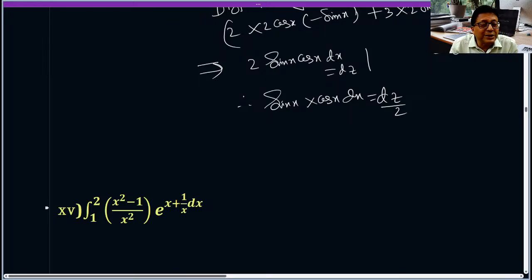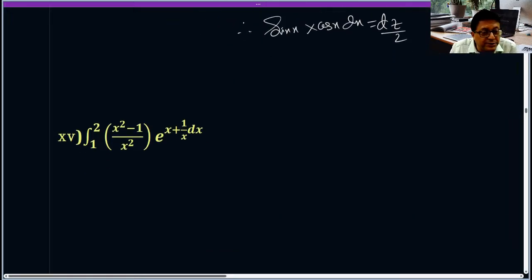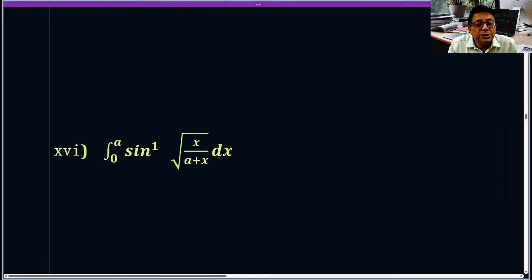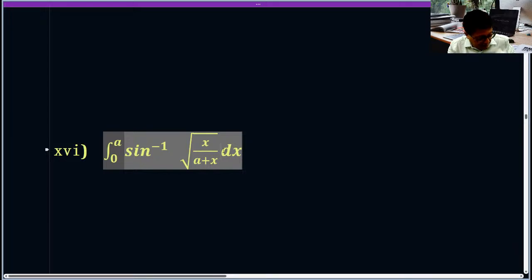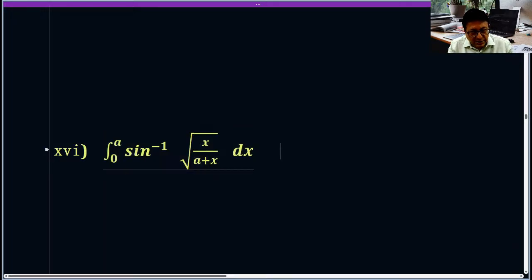This one I did not do. Put x plus 1 by x equal to z. This time you can write the substitution only. Next time you have to do it. This one, it is sine inverse. Please take care of this term. It is sine inverse root over x by a plus x dx. Dx is separate. Okay? Sine inverse of this whole thing is there. I told you, whole of indefinite will be revised here.